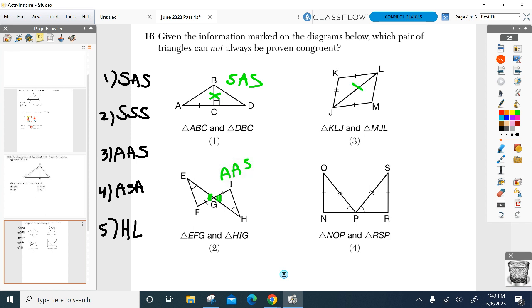3, I can mark JL reflexive. Get out of here if you don't know this one. Side. Okay, process of elimination, it's going to be 4, but what's the problem? Those angles are not in between.